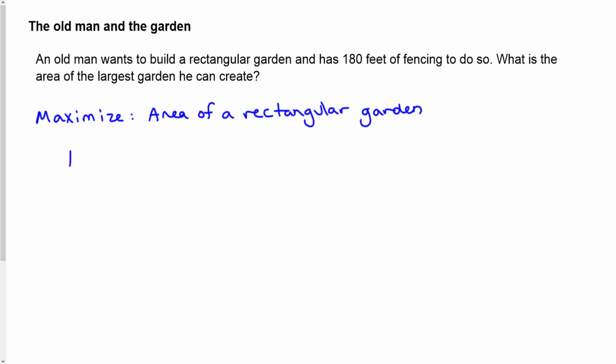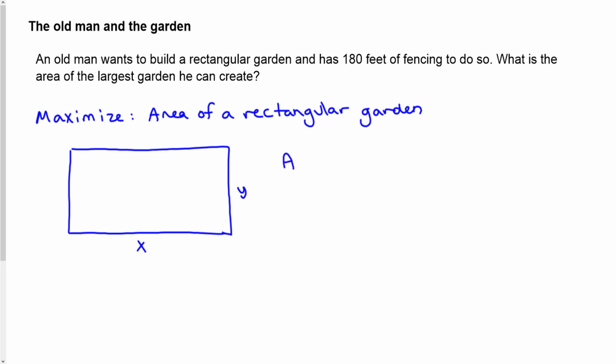So I have some rectangular situation, and the basic dimensions of rectangles are length and width. I'm just going to use x and y instead of L and W. It doesn't make a whole lot of difference. Those two dimensions multiplied together give me area. So I have a function: area is x times y. This is a function that I want to maximize. I've got a great start here.